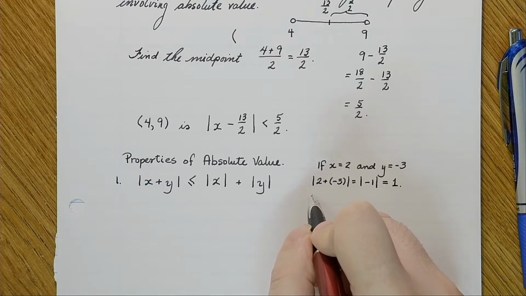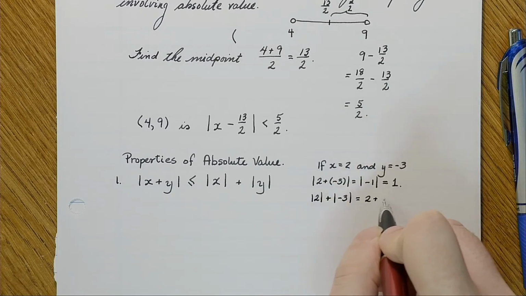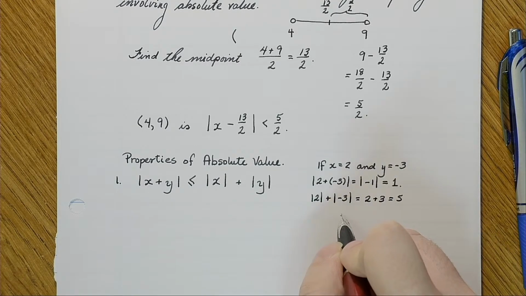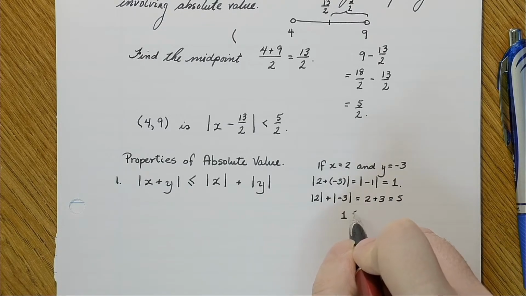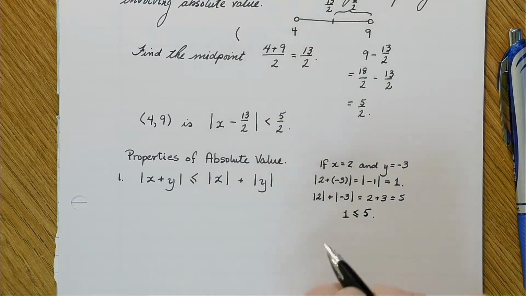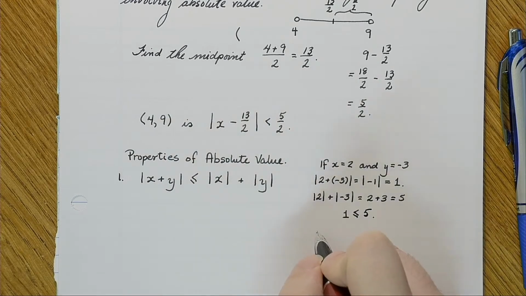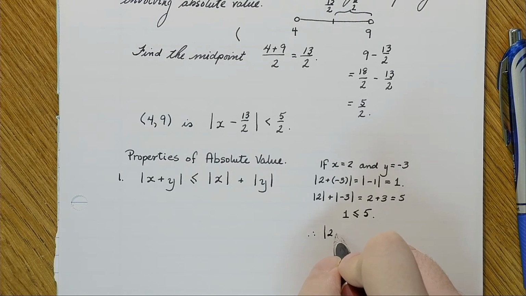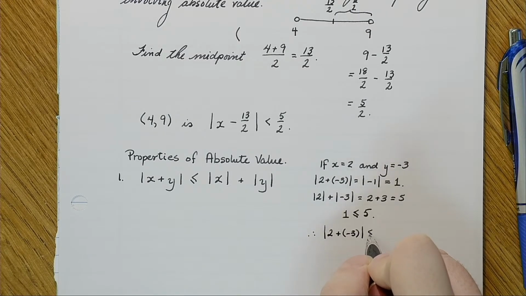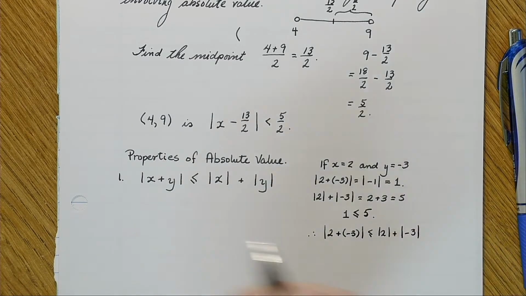And then on the right-hand side, I have 2 plus minus 3 is equal to 2 plus, I drop the minus sign here, so I get 3, and that's equal to 5, and yes, for sure, 1 is less than or equal to 5. So I could say, therefore, the absolute value of 2 plus minus 3 is less than or equal to the absolute value of 2 plus the absolute value of minus 3. Okay.